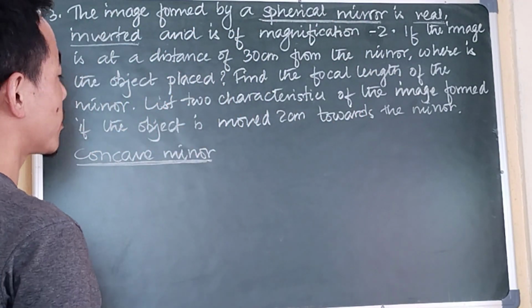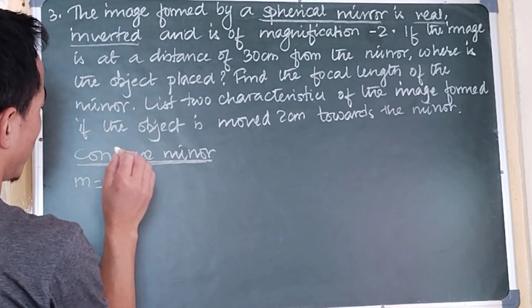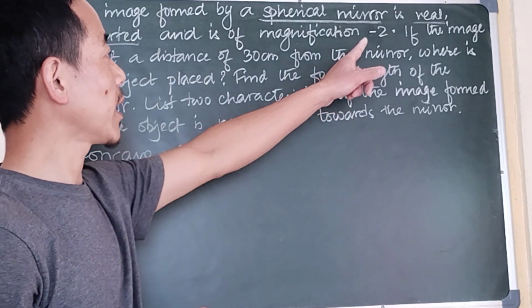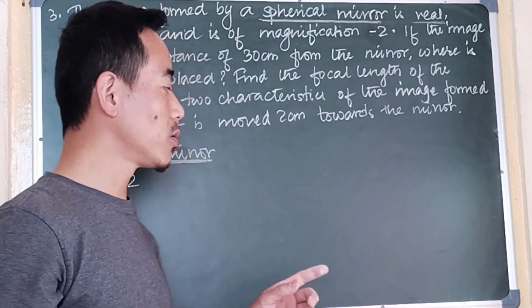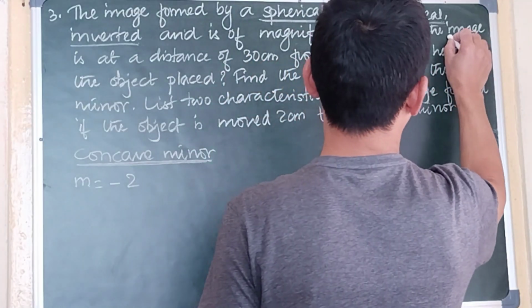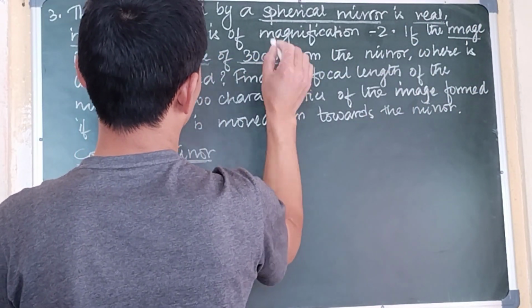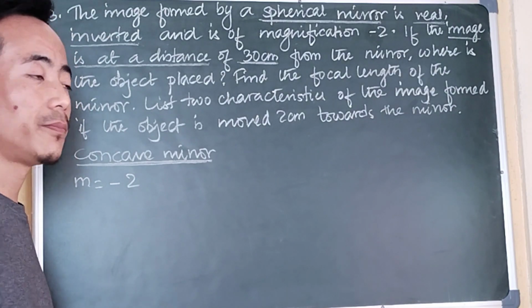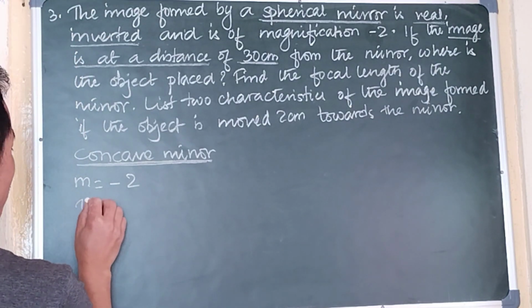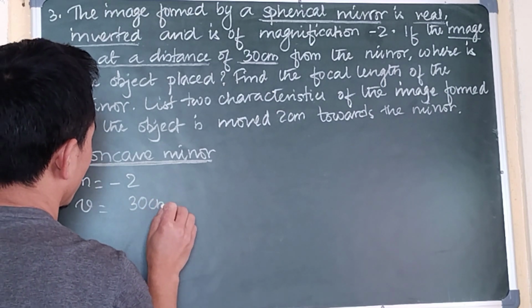So let's write the details now, whatever is given here. So here, magnification is given -2. And remember, magnification does not have any unit, so we will write only -2 here. Then it says image is at a distance of 30 cm. So what is given here? The distance of the image. So we have an image which is formed at a distance of 30 cm.